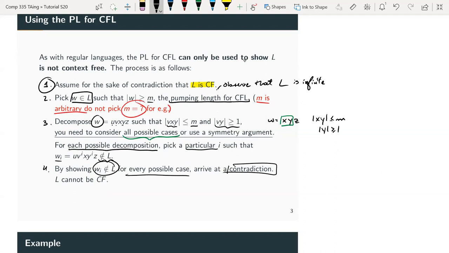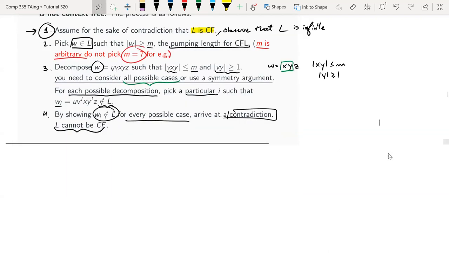And so you can then conclude that your initial assumption was false, and in fact L cannot be context-free. And that would be a sufficient proof for using the Pumping Lemma.